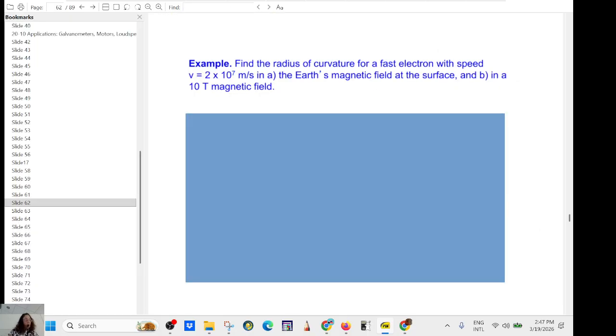Okay, so let's do this one. I think it's an easy one. The magnetic field of the Earth is 0.5 times 10 to the negative 4 Tesla. Okay, do you see that? Can you write that down? Because I forgot my tablet.